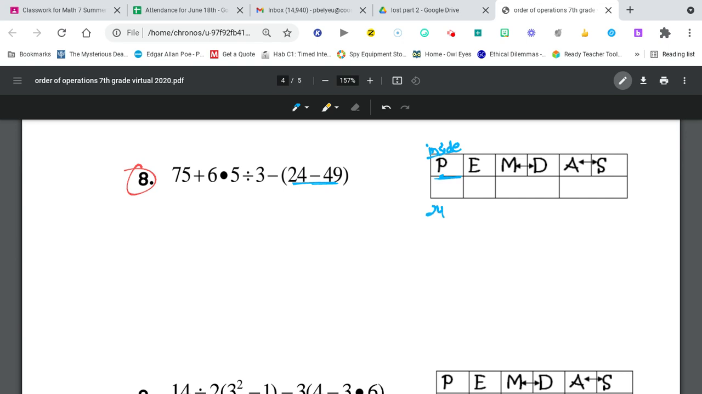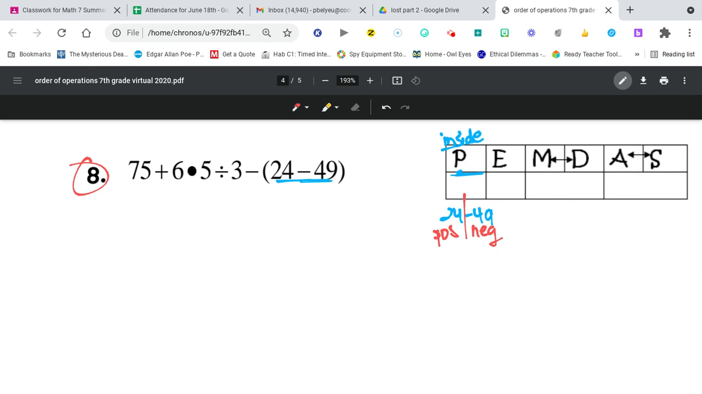I got 24 minus 49. So I just have to decide what to do with those. That's positive and that is negative. So since they're different, I subtract them. Put the bigger number on top. 9 minus 4 is 5 and 4 minus 2 is 2. But you got more negatives than positives. So make it negative 25. So inside of the parentheses, because you're dealing with parentheses, put negative 25.